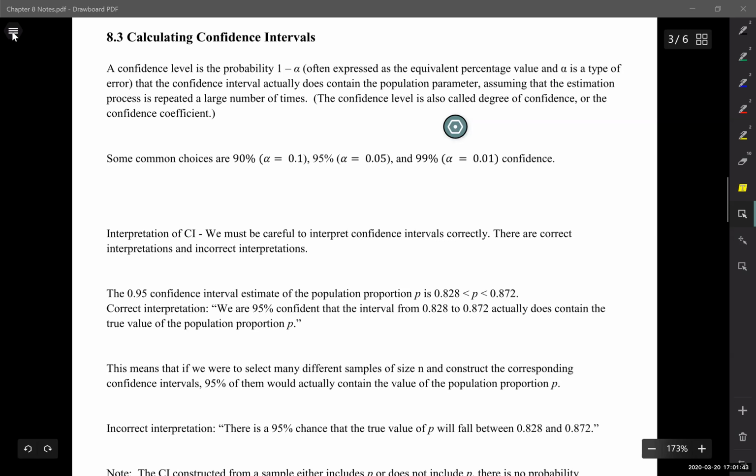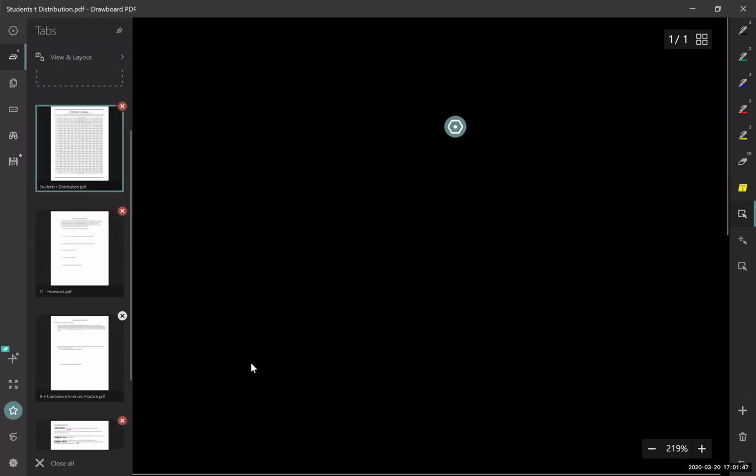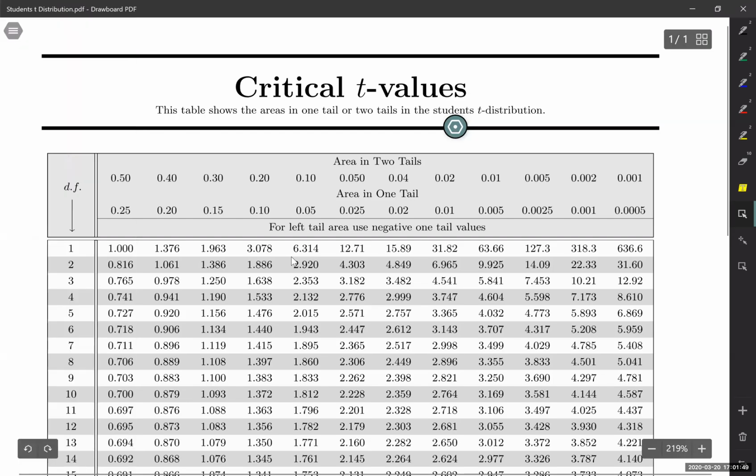And then the other thing you need is this table. On Canvas, there's a folder that says tables, and this is the student T distribution table. We'll go over why it's called that in a little bit, but this is the T table. And then for the next video, you will need your yellow Z table. So we are going to use both of these tables in this section.